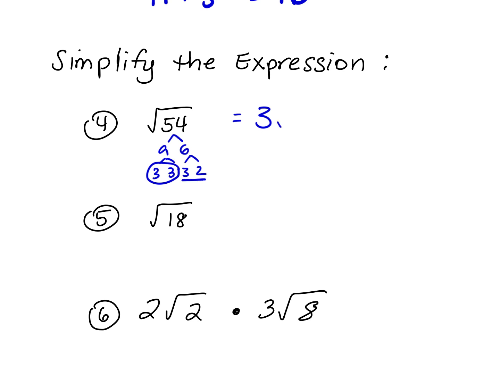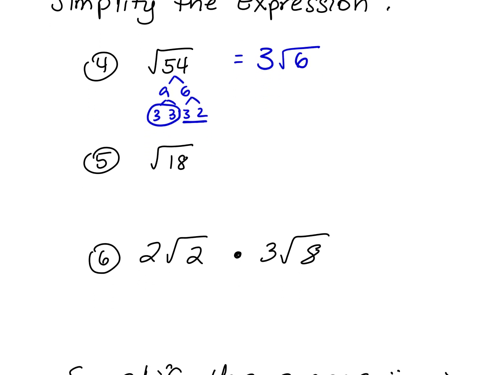What if I have 2 numbers that don't get circled? What do I do to those? Multiply them. So 3 times 2 would be? So our answer is 3 square root 6. Any questions there?